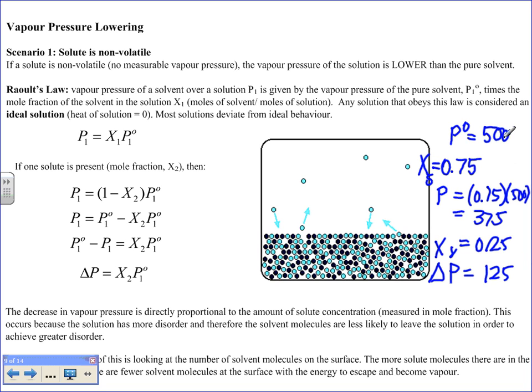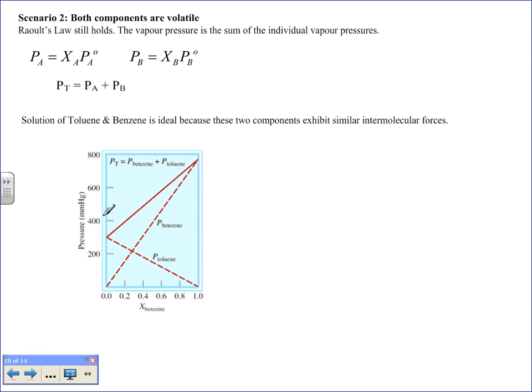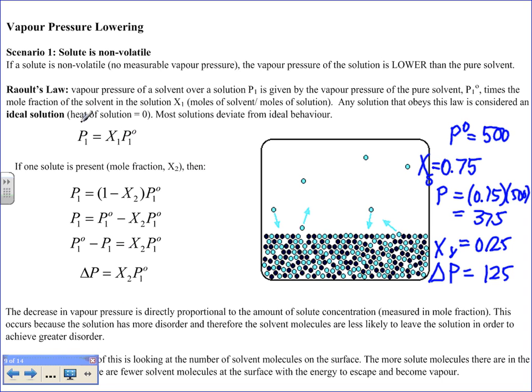And this makes sense because if we look at our before and after, we started with a vapor pressure of 500, and it was lowered by adding the solute to 375. So the change in vapor pressure is 125. And we're going to look at another example in a few minutes. Now, this scenario here is where we're looking at a solute that's being added that is non-volatile. So it itself doesn't actually go into the vapor.